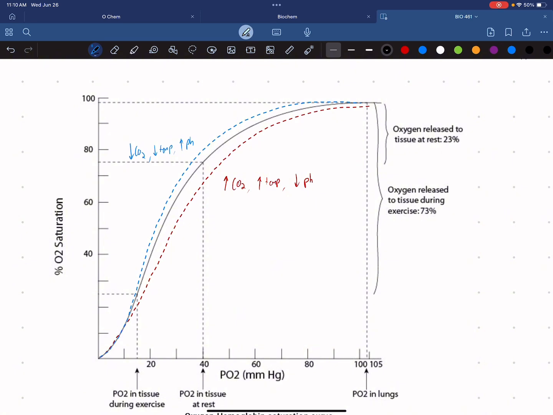So this graph is a good way to see the amount of oxygen that is binding to hemoglobin and can give us clues about what type of state the person is in and what different factors influence these shifts in this graph.